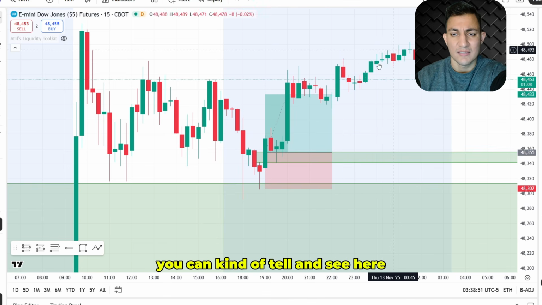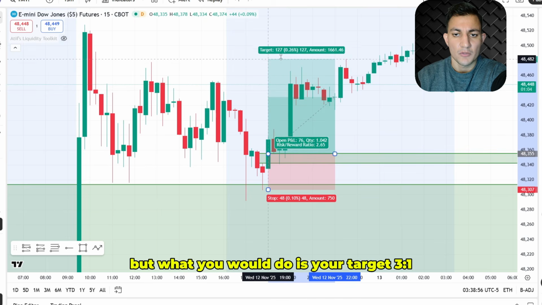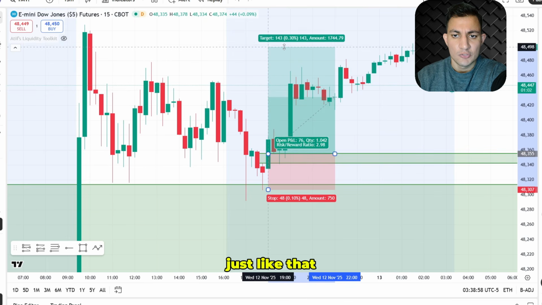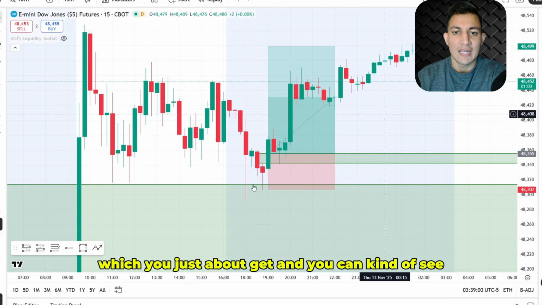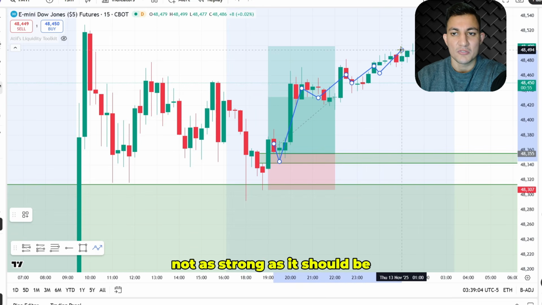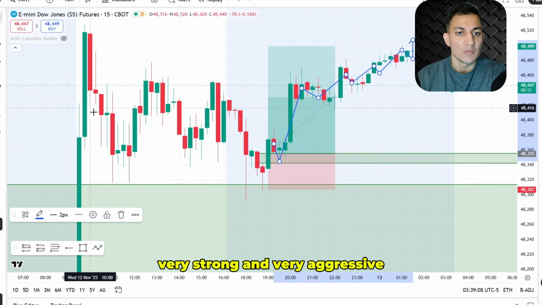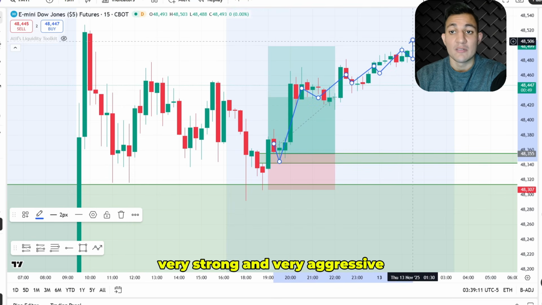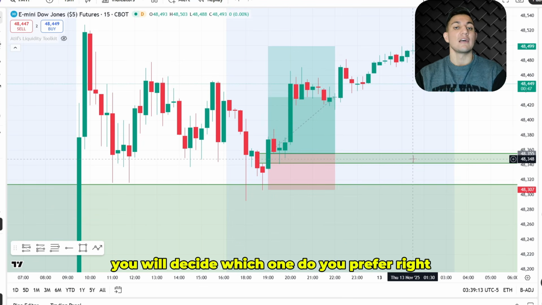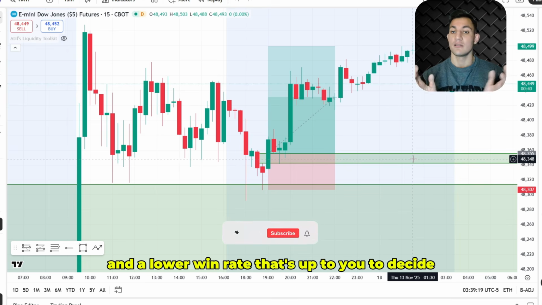You can kind of tell and see here how it's a bit off. But what you would do is you target 3 to 1, just like that, which you just about get. And you can kind of see, can't you, you enter and the price is kind of lethargic, not as strong as it should be. I mean, compare this to all the way over here, which is indices open, very strong and very aggressive. But at the end of the day, you will decide which one you prefer. Would you rather have fewer setups and a higher win rate, or more setups and a lower win rate? That's up for you to decide.